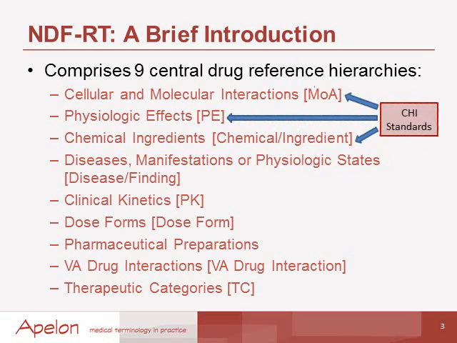The mechanism of action, physiologic effect, and chemical ingredient hierarchies were selected as standards for the Consolidated Health Informatics, or CHI initiative, in 2004. The CHI effort, mandated by the Office of Management and Budget, is a collaborative effort to increase health data interoperability and use of standards within government systems.